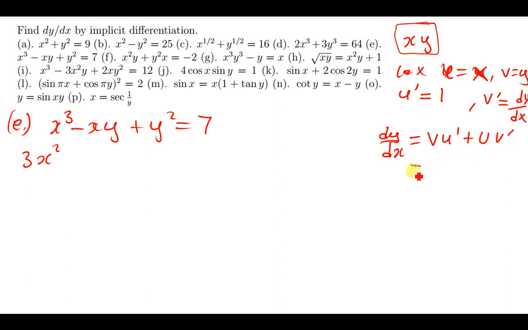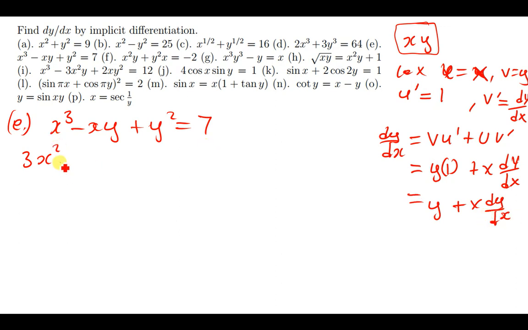So we can replace it in the formula. We're going to have v, our v is y, times u prime, which is simply just 1, and then we say plus, then our u is x, and then v prime is dy/dx. Okay, so now we simplify this expression further. This will be y plus x dy/dx. So we replace it there.